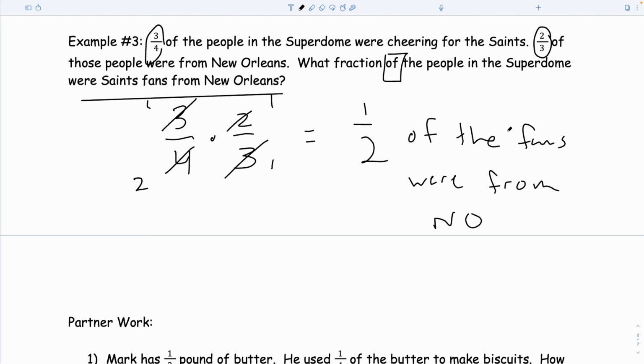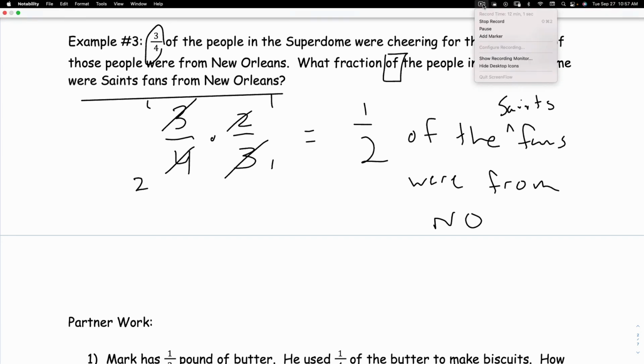We could actually probably add Saints to this. Yeah, you could be a fan in New Orleans rooting for the other team. That is true. I do like Justin Herbert. On that note, end the video.